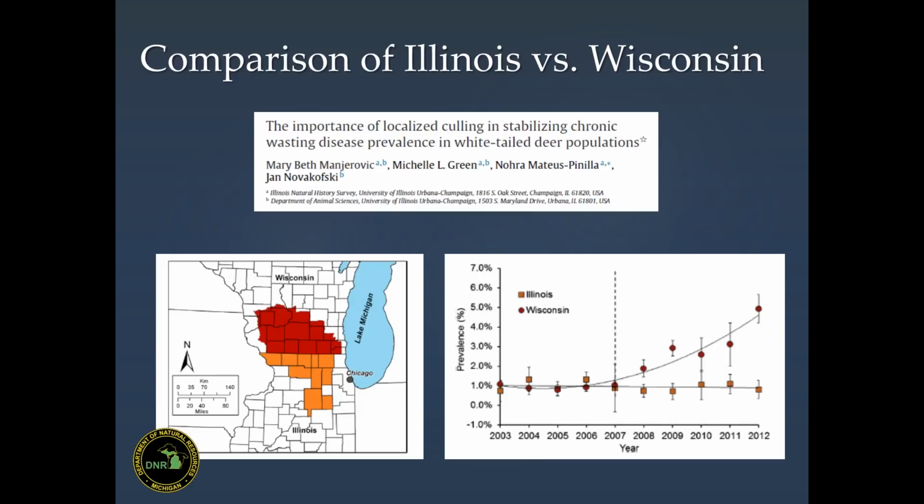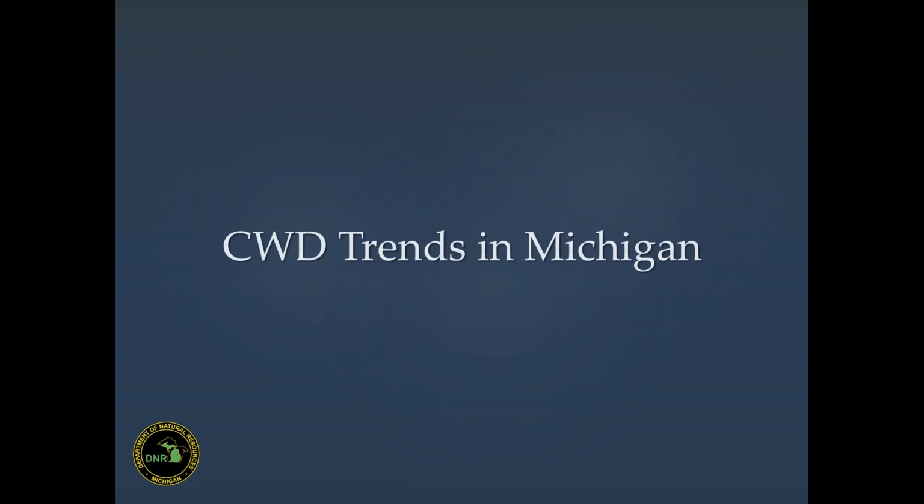Now, Illinois maintained a fairly flat prevalence rate in that time, which seems like a success, but keep in mind they've devoted a lot of resources, a lot of time, and a lot of money to keeping it at that, and they're certainly not getting rid of it. So these are some of the challenges and questions that we face as managers when this disease arrives.